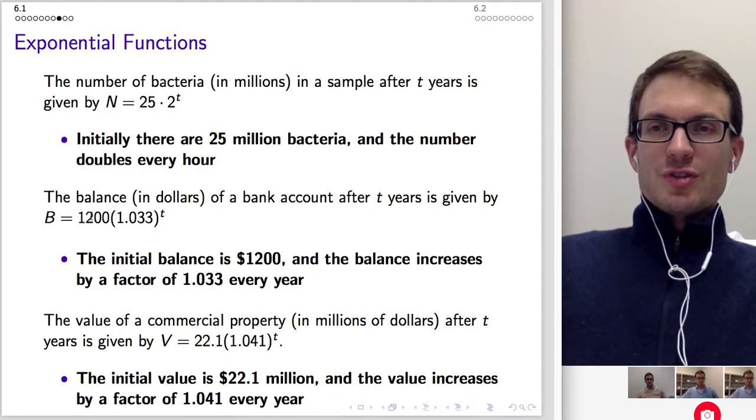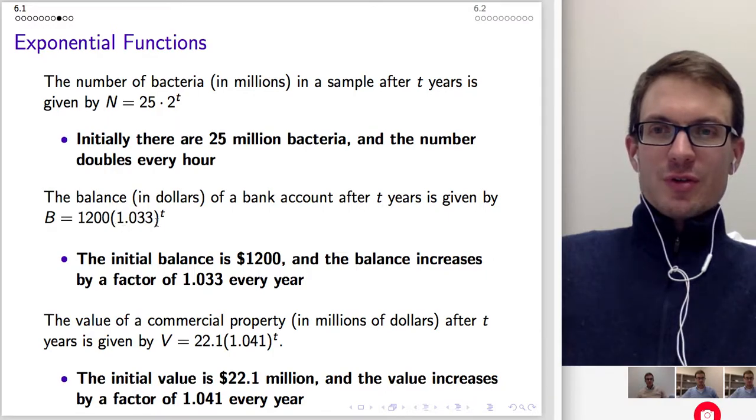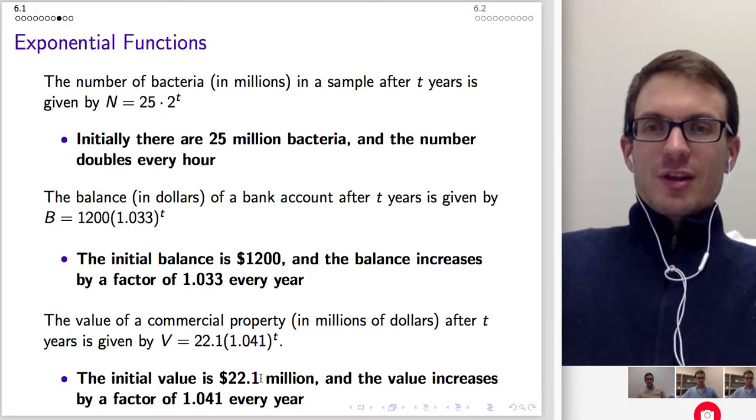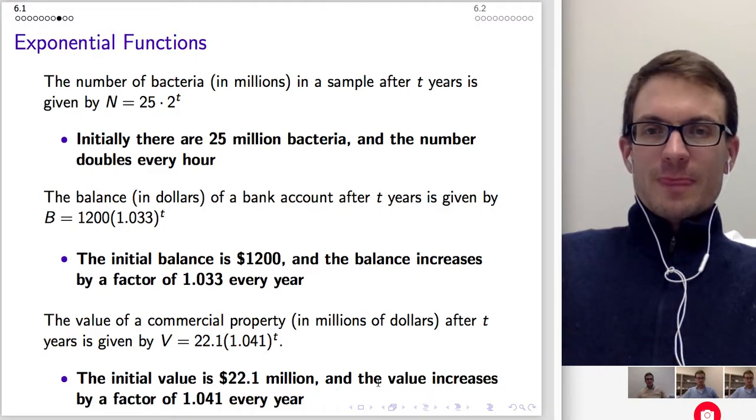Suppose this is 2. This just means 1200 times 1.033 times 1.033. Suppose this was 3. This is 1200 times this thing multiplied by itself 3 times. 1.033 to the t-th power means we have a product of t instances of 1.033. And then lastly, the initial factor is 22.1 million. We're told this is in millions of dollars. The initial value is in millions of dollars, and the value increases by a factor of 4.1% every year.